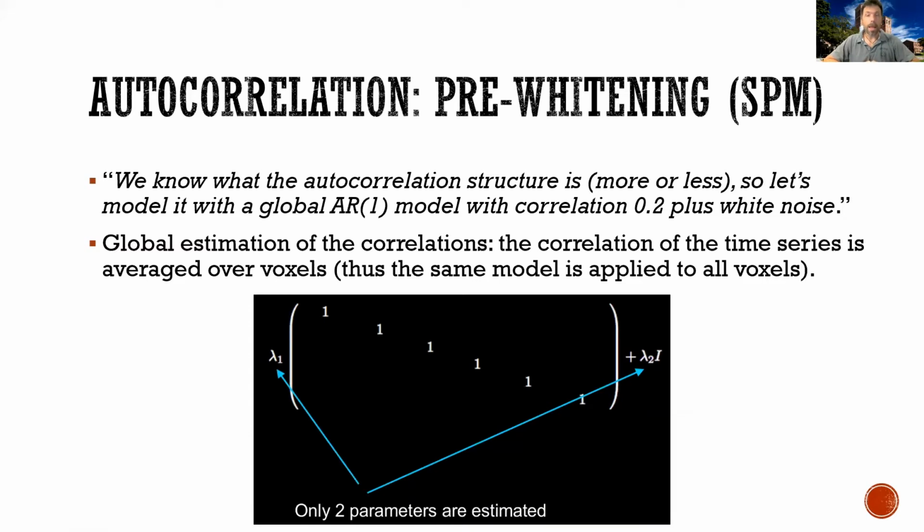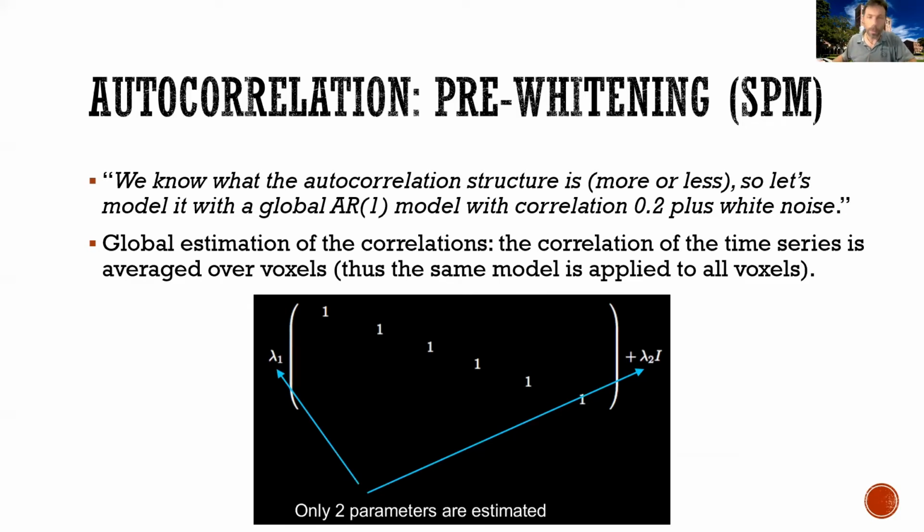Now, SPM uses a completely opposite approach. And you've heard me say this before, SPM and FSL are just philosophically different. FSL likes going into the data and finding out what is what. For example, we went into the data right now to find out V so that we could create W. SPM, on the other hand, says, look, we don't need to go into the data and look at it. We know what the autocorrelation structure, more or less, looks like. And it's best modeled by a global autoregressive one model with a correlation of 0.2 plus some white noise.